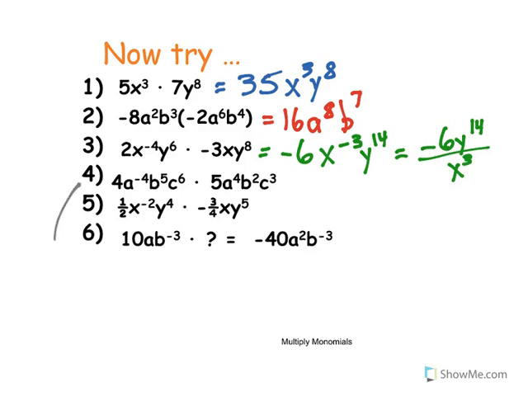For number 4, I'm going to bring that one down here. I multiply my coefficients. A to the negative 4th times a to the 4th should be a to the 0. B to the 5th times b squared is b to the 7th, and then c to the 9th. Now, since only a is being raised to the 0 power, that's all that becomes 1.